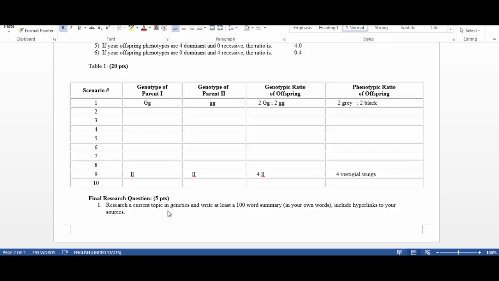All right, good luck. You're also going to finish up this whole activity, just like the human genetics did, with a research question. Look up a current topic in genetics. Look up anything. Just Google and see what you come up with that you find interesting. Write a 100-word summary and be sure to include hyperlinks to your sources. Good luck and enjoy.